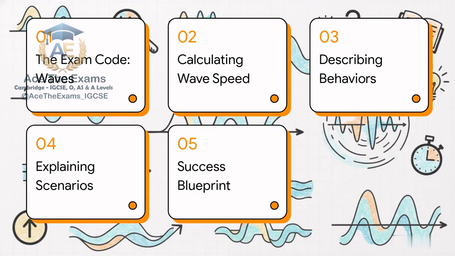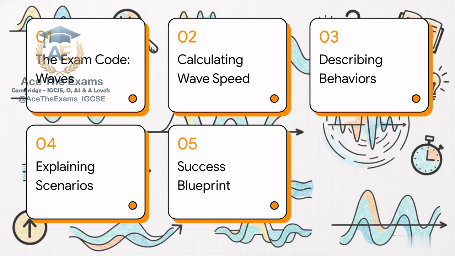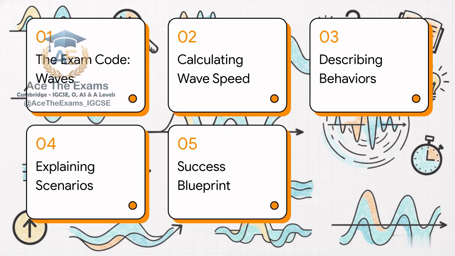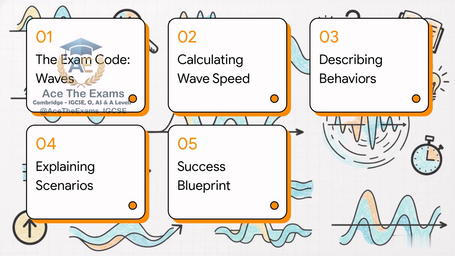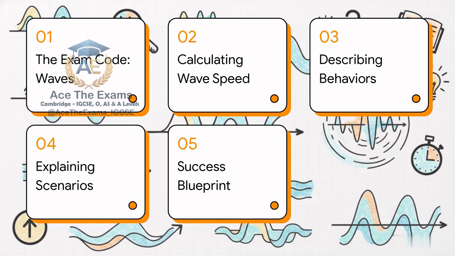Okay, let's dive into this. Here's our flight plan for today's explainer. We'll start with the exam code for waves, then move into calculating wave speed, describing wave behaviors, explaining complex scenarios, and finally, wrap it all up with the physics success blueprint.